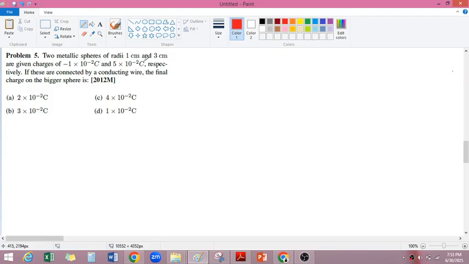Two metallic spheres of radii 1 centimeter and 3 centimeters are given charges of this much respectively. If these are connected by a conducting wire, the final charge on the bigger sphere is. So here there is a small sphere and here there is a bigger sphere. So 1 centimeter, 3 centimeter.